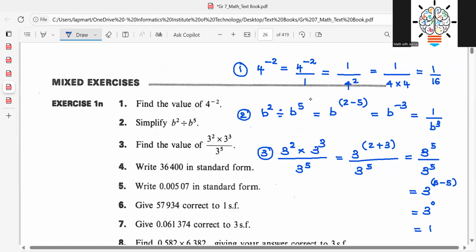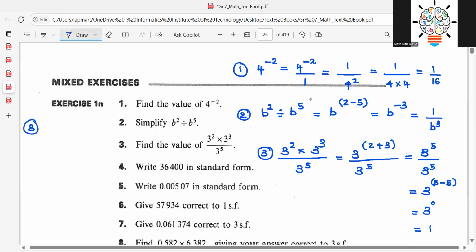So first you add the indices in the numerator, 2 plus 3, that becomes 5. And then 3 to the power 5 over 3 to the power 5, it is similar to division. You have the same base value 3. Therefore, we can subtract the indices. 5 minus 5, it is 0. 3 to the power 0 means 1. That is one way to do this. I will show you another way to do the same question.